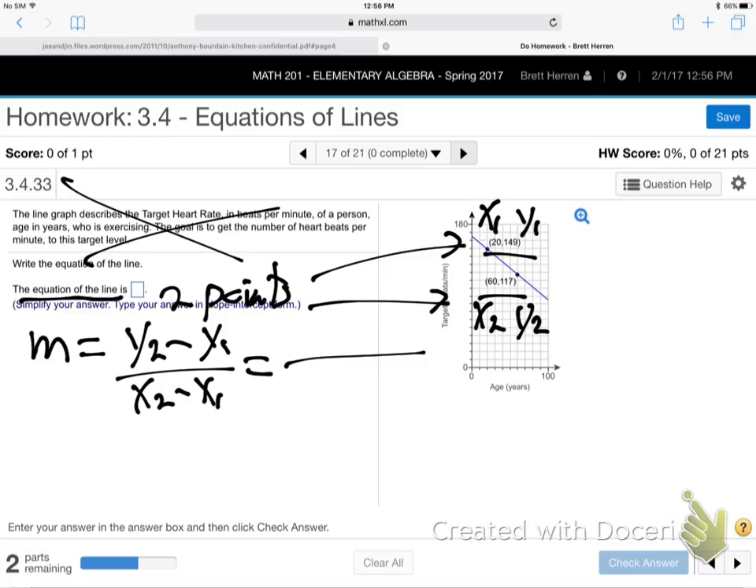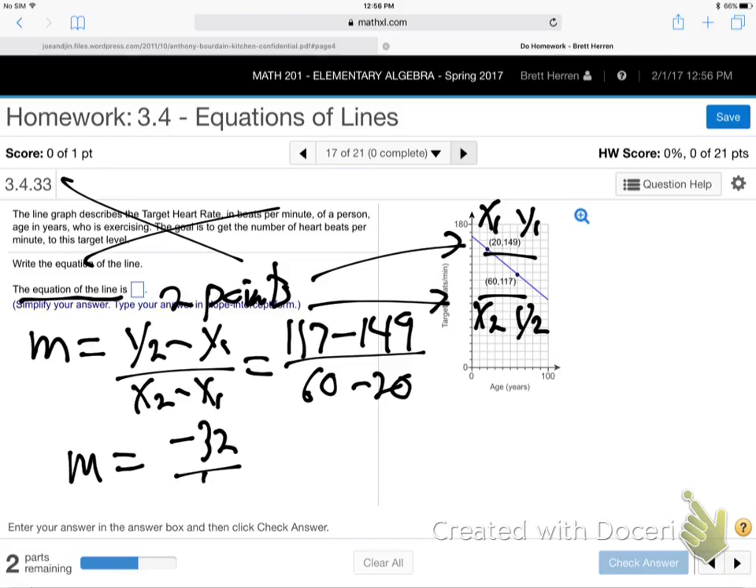So y2 minus y1, 117 minus 149. Everybody see where I'm getting those? The y value minus the y value. And then x value minus x value: 60 minus 20. And so that's slope. What does that work out to be? You guys have a calculator? Minus 32 over 40. Does that reduce nicely? You can divide by 8, top and bottom. Negative 4/5, yeah.